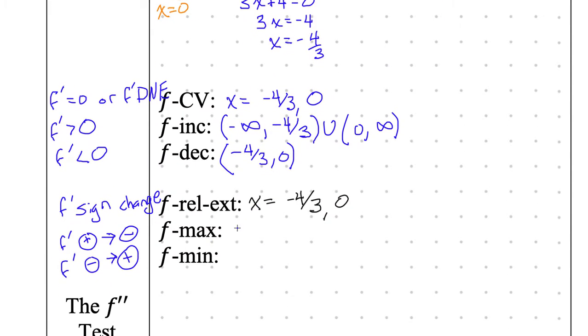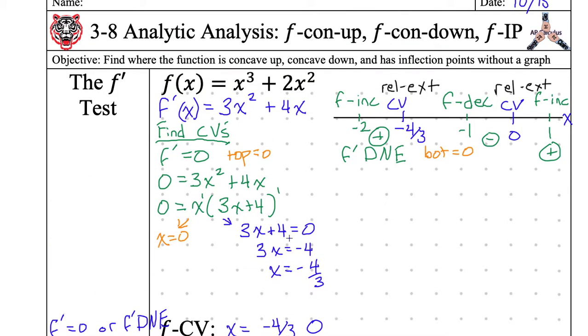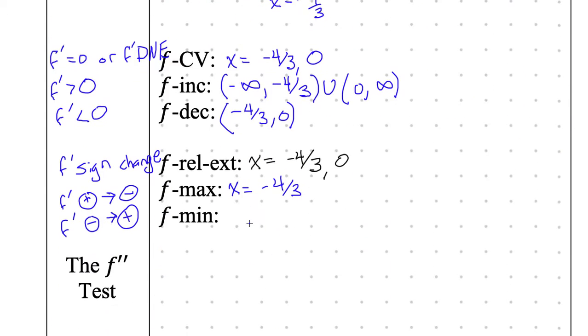At x equals negative 4/3. Where do I have a minimum? X equals 0. There it is, x is equal to 0. Notice that you're always going to be using these values from the relative extrema. If you did not use both of these values in the relative extrema, in the maximum and minimum, you have made a mistake. For example, if I had a 1 here and I didn't use a 1 in the maximum or minimum, something has gone wrong. I've made an error somewhere.